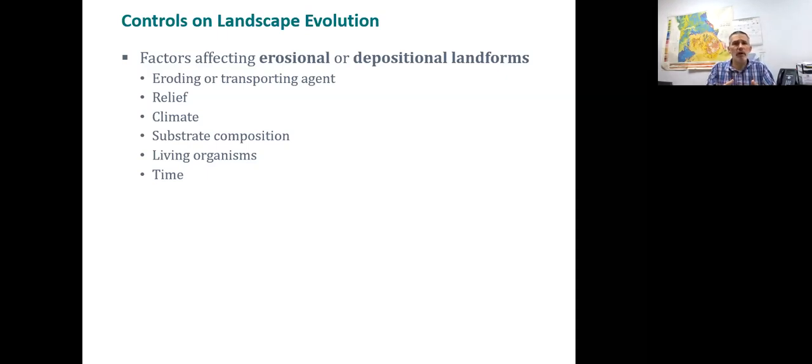So climate's going to in fact impact the types of weathering, and as a result, it's going to influence the landscape. Then the living organisms. What organisms are around are going to have a big influence on the different types of weathering.